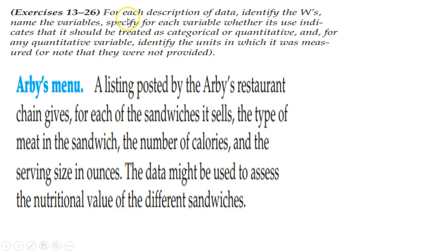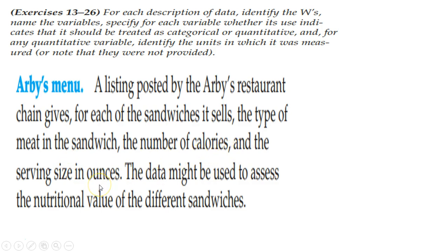All right, for each description of data, identify the W's, the name, the variables, specify for each variable whether its use indicates that it should be treated as a category or quantitative, and for any quantitative variable, identify the units in which it was measured. So, the Arby's menu: a listing posted by the Arby's restaurant chain gives for each of the sandwiches it sells the type of meat in the sandwich, the number of calories, and the serving size in ounces.